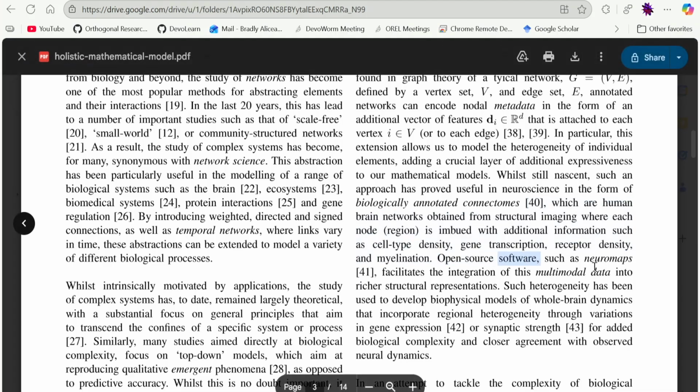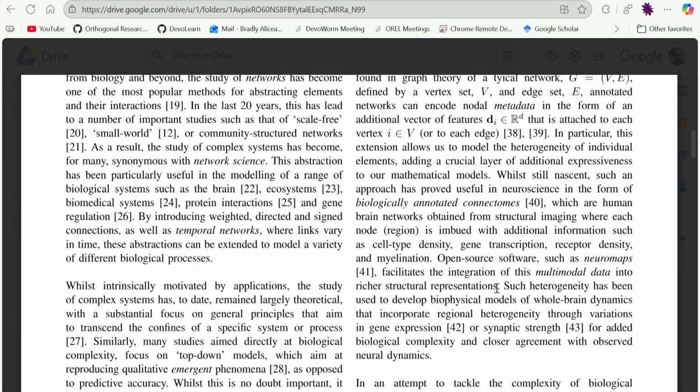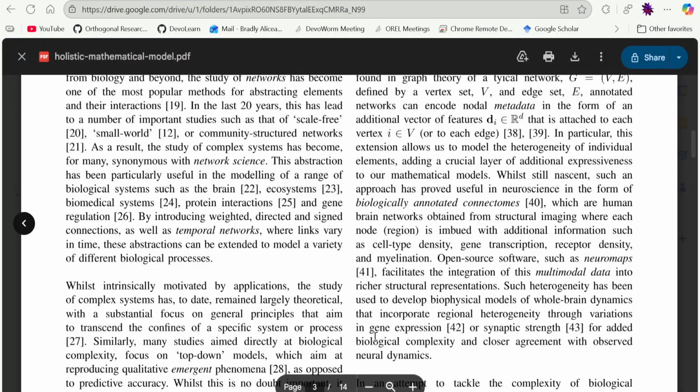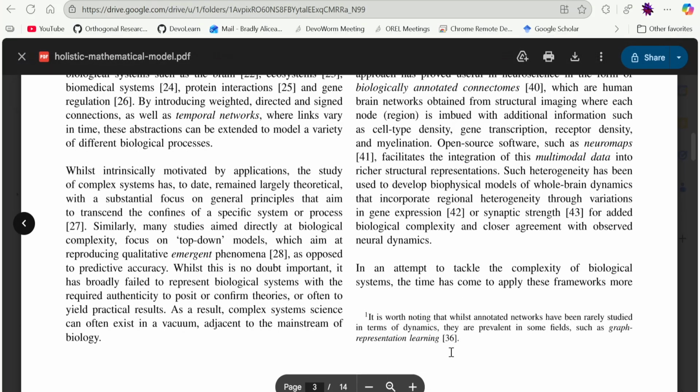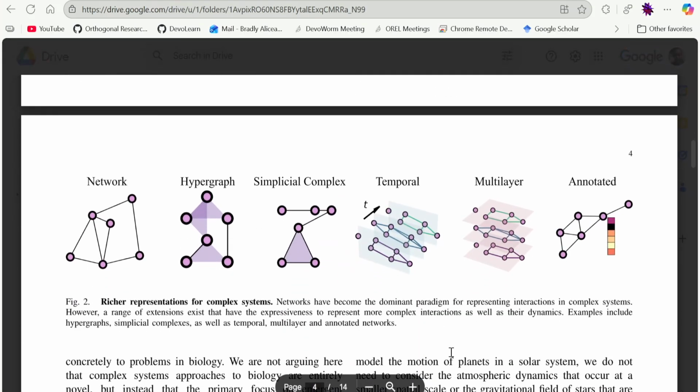Open source software such as neural maps facilitate the integration of this multimodal data into richer structural representations. Such heterogeneity has been used to develop biophysical models of brain dynamics that incorporate regional heterogeneity through variations in gene expression or synaptic strength for added biological complexity and closer agreement with observed neural dynamics. So this just shows these richer representations.